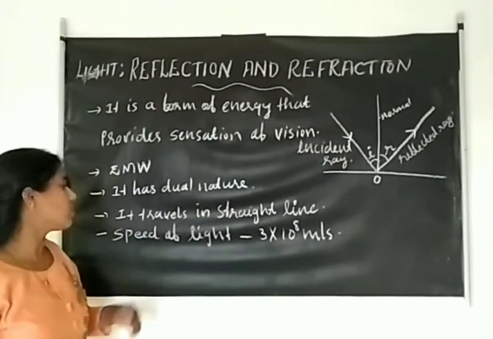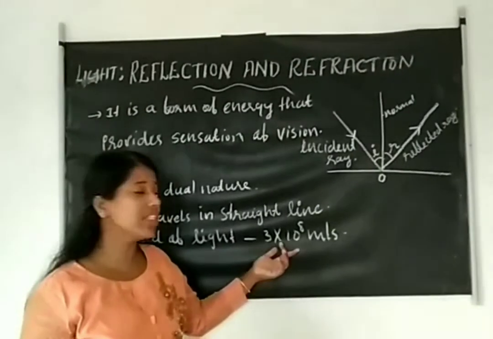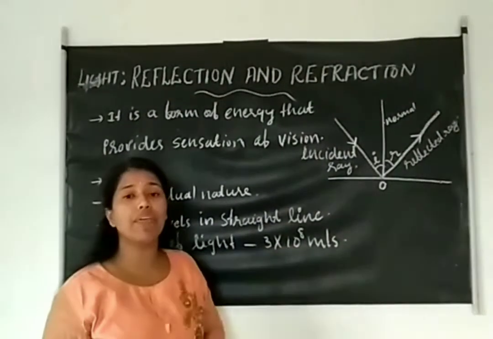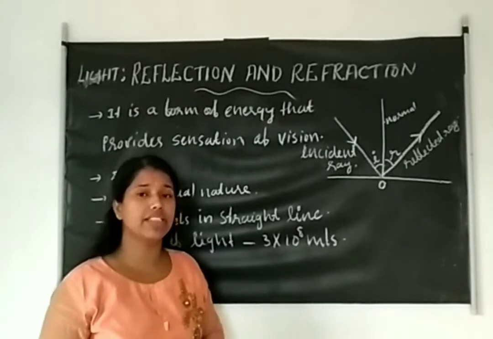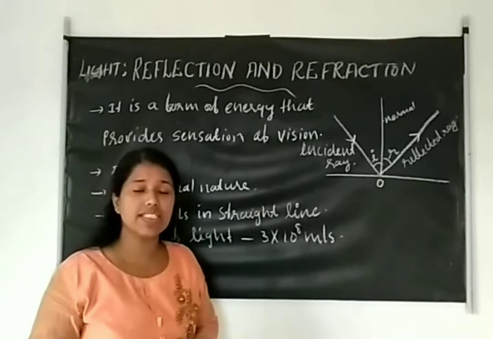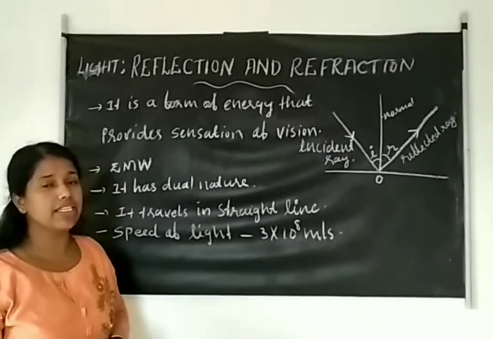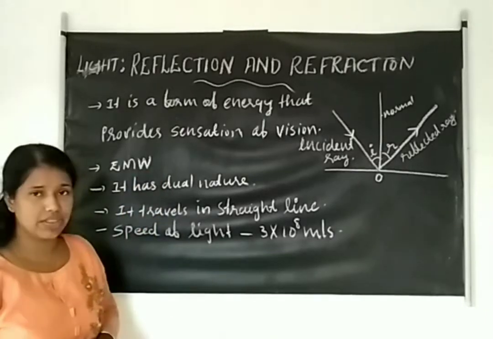Next one is the speed of light. We know that the speed of light in vacuum is 3 into 10 power 8 meter per second. It is scientifically proved. These are the features of light.